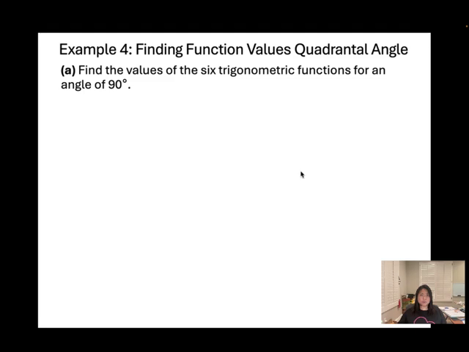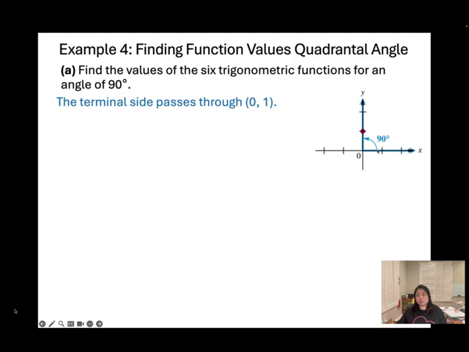Okay, example 4. Find the values of the 6 trigonometric functions for an angle of 90 degrees. So 90 degrees, we're going to start from here. Okay, you could choose any point on the y-axis here. So I'm going to pick the easy one. X equal to 0, y equal to 1. You also can do x equal to 0, y equal to 2. You're going to get the same answer. So I'm going to choose 0 and 1. So x equal to 0, y equal to 1.